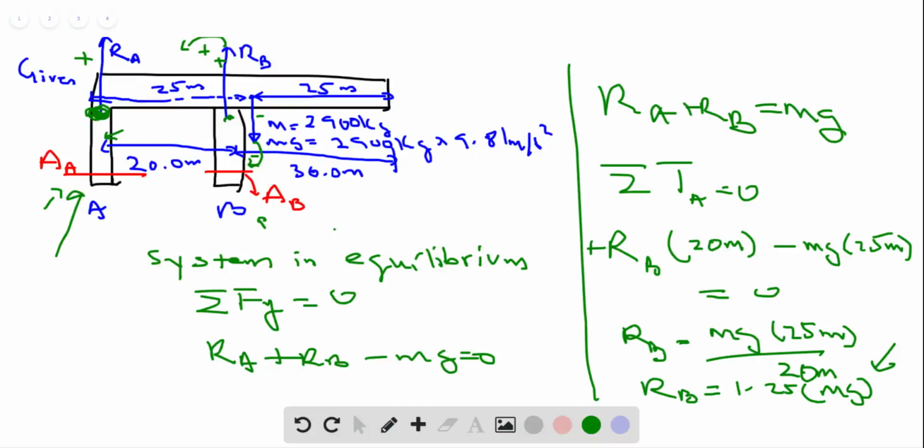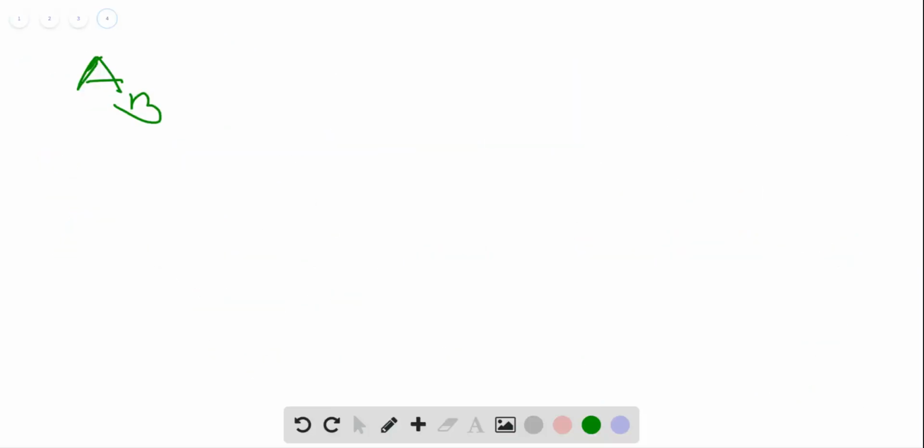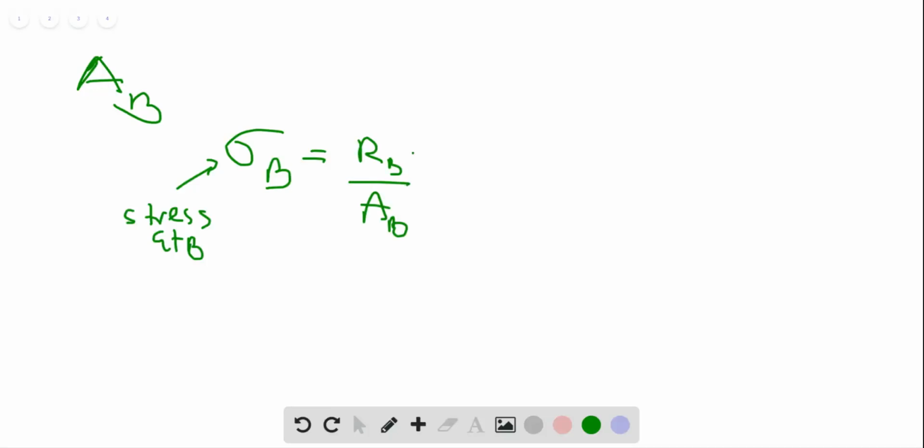Now, in the next page, we want to get the cross-sectional area at B. We've already dealt with the one at A, so now we're dealing with this one. It's the same process, so all we have to remember is that the stress at B is the reaction at B divided by the area at B. The reaction at B is 1.25 of the weight over the area at B.